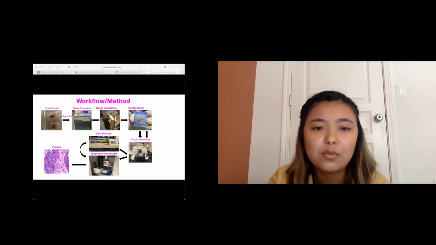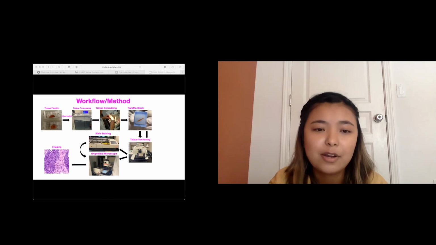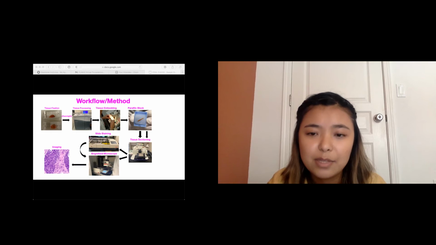So here's the workflow. We can see that the tissue was fixed, processed, embedded into a paraffin block and sectioned. After the tissue sectioning, the autofluorescent images of both the paraffinized and deparaffinized tissue were taken using the bright field microscope, which then went to the H&E staining machine for the H&E stain images.